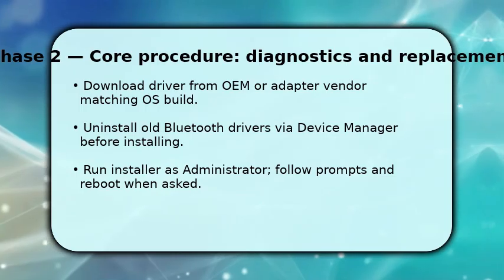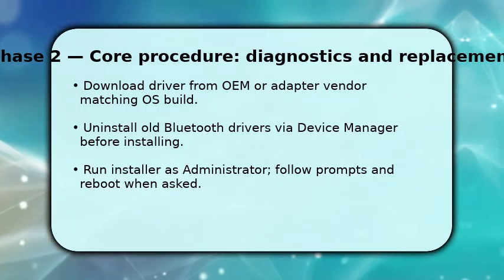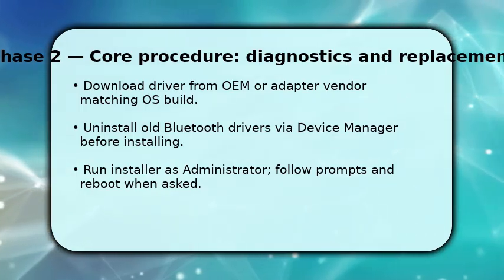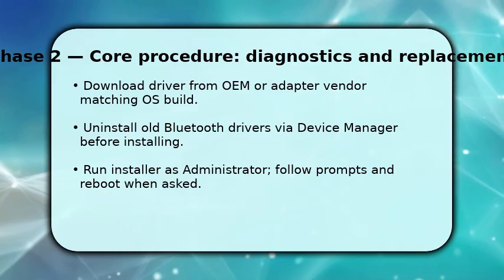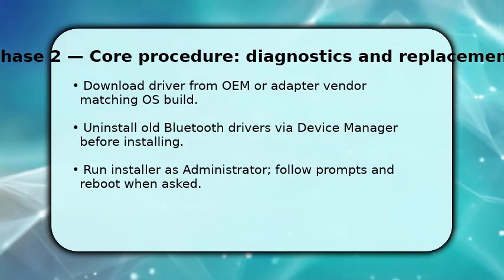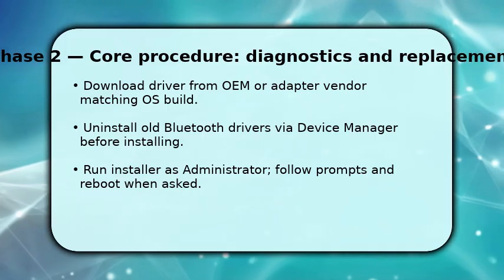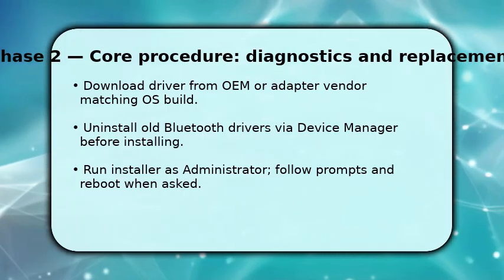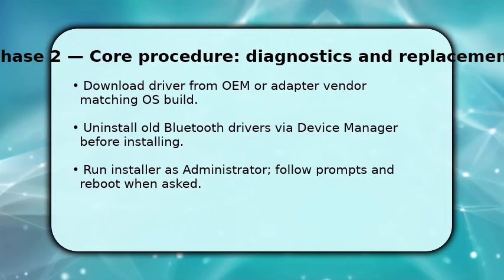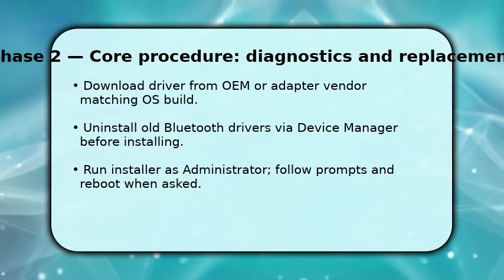Uninstall the existing Bluetooth device in Device Manager, choosing to delete driver software if prompted, then run the new installer as administrator. During installation, follow prompts and allow any firmware updates. Once the setup finishes, reboot the PC to finish, then confirm functionality and address problems.